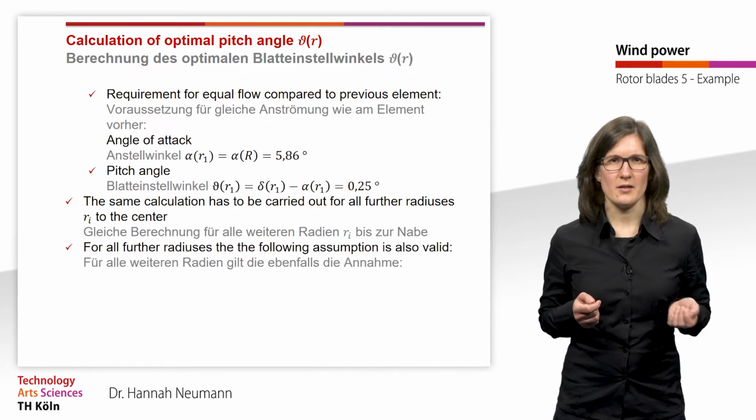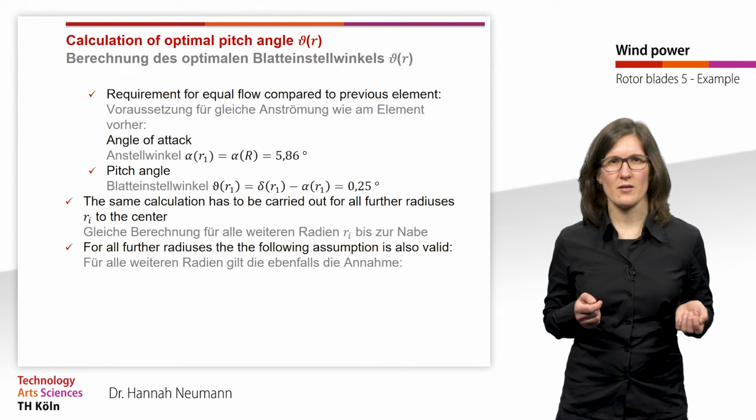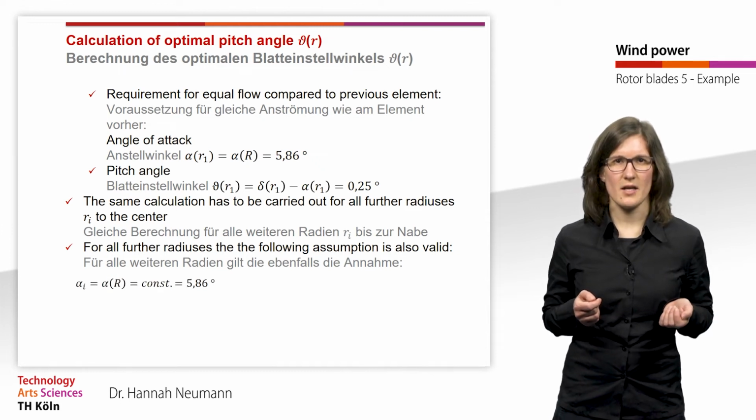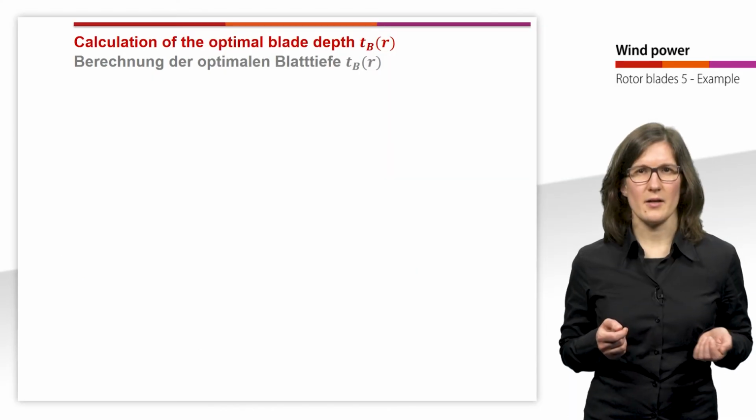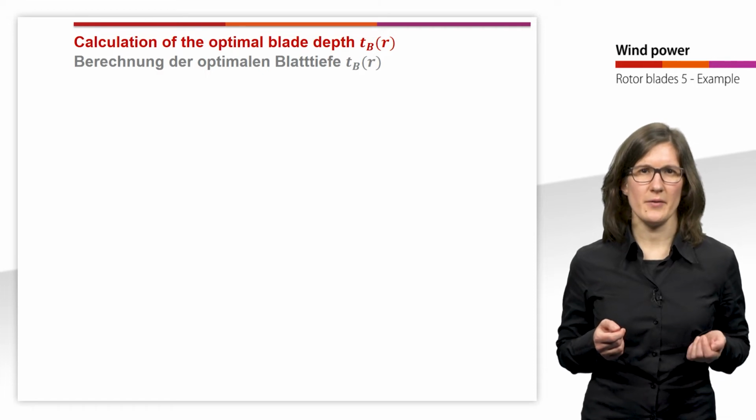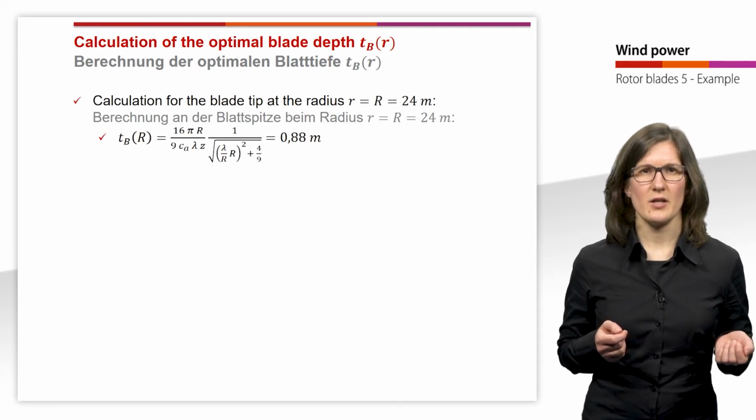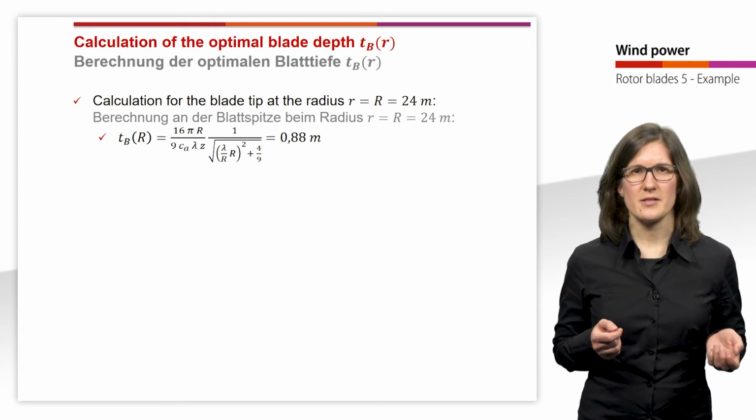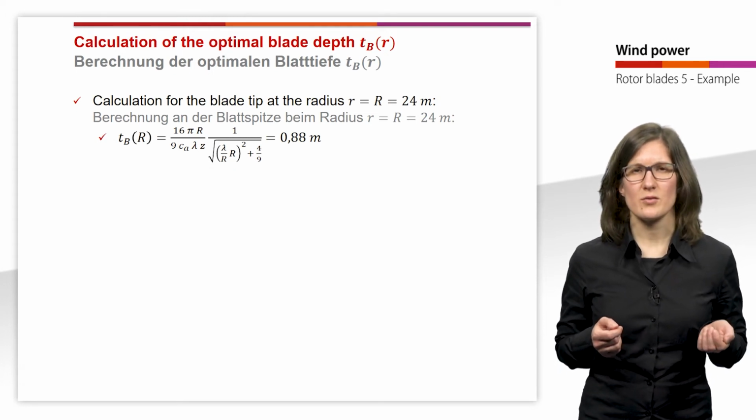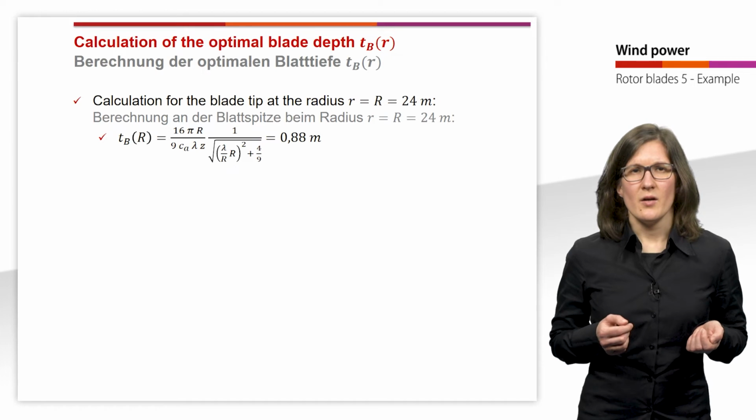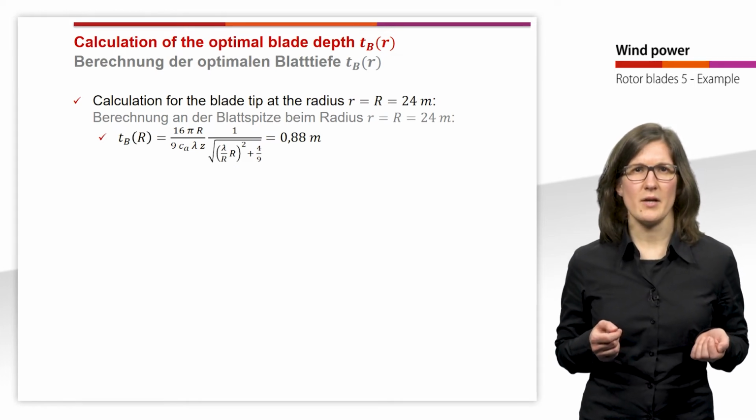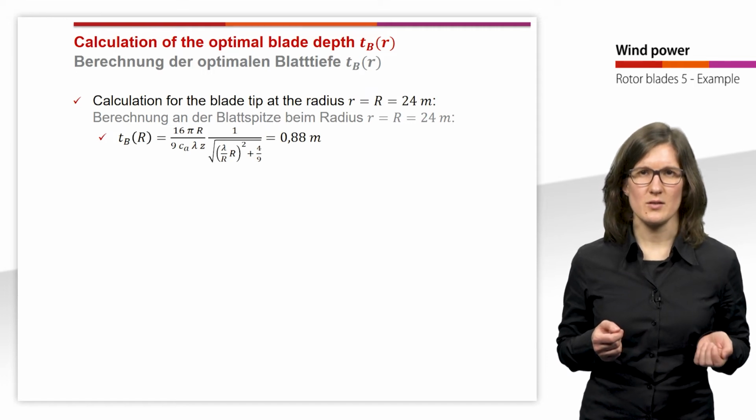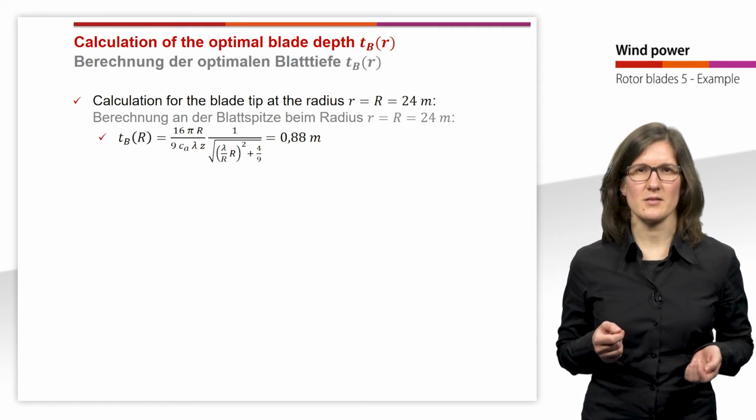For all further elements, the assumption that the angle of attack alpha is the same at all blade elements has to be valid. After that, I will calculate the optimal blade depth Tb for our example. In the beginning, the calculation is carried out at the blade tip at a rotor radius of 24 meters. All the values of the equation are given, so the optimal blade depth at this element is 0.88 meters.